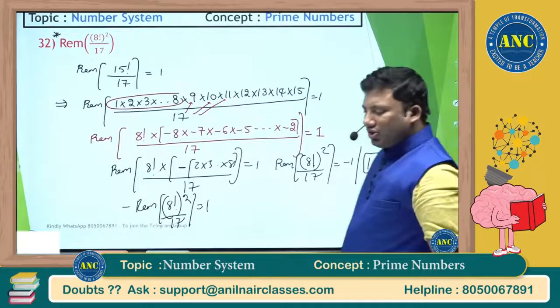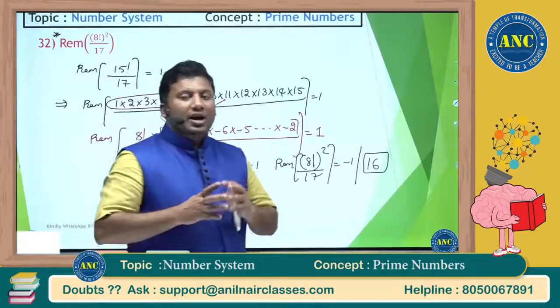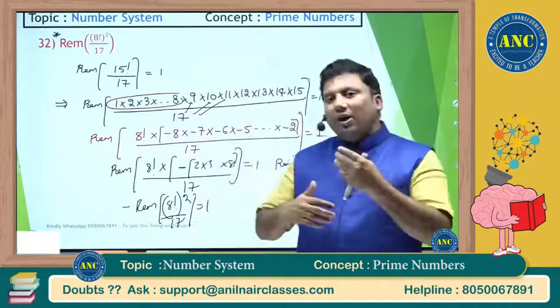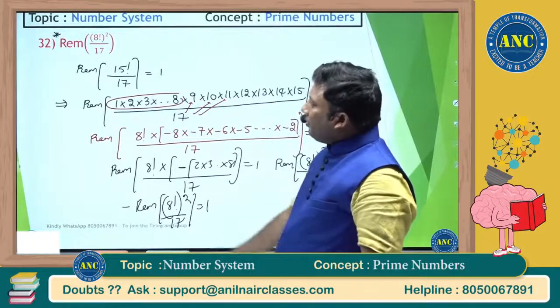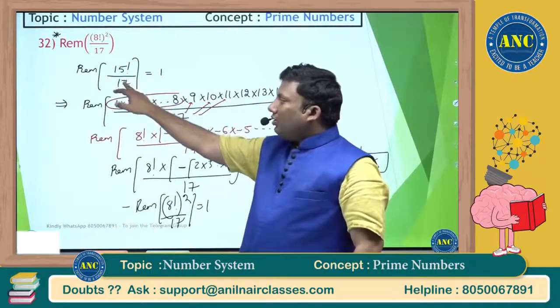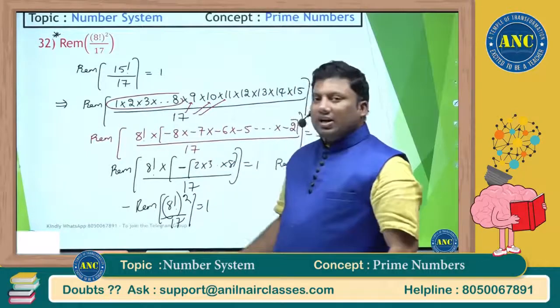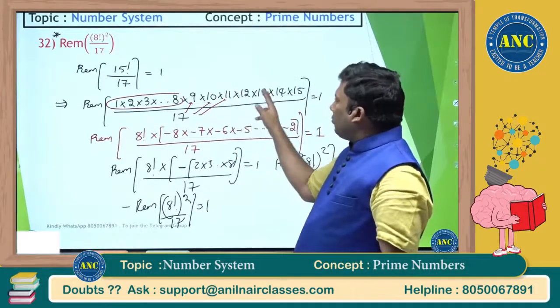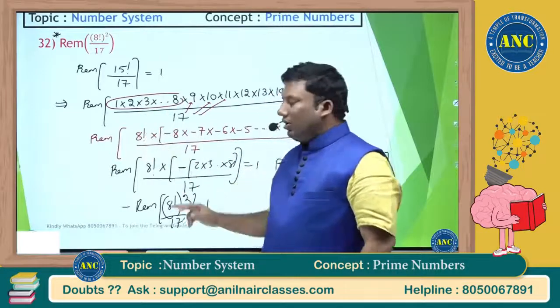Very, very good question. Instead of asking p minus 2 factorial by p, he is trying to give a derived version of p minus 2 factorial by p. 15 factorial by 17, it is 1. 1 into 2 into 3 till 8, 9, 10, 11, 12 till 15. 1 into 8 is 8 factorial.